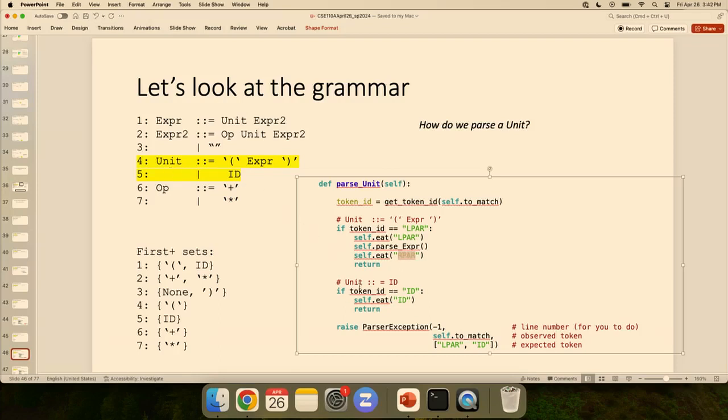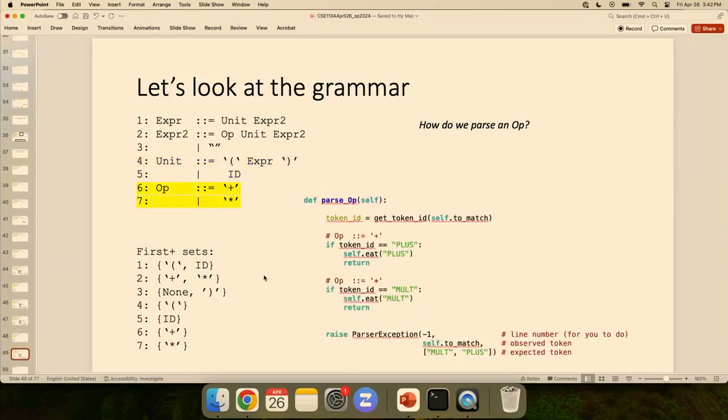And then, how do you match an ID? Well, you just go to your first plus set. 5 is ID, so if your token that you're trying to match is an ID, then just eat an ID and then return. Otherwise, throw that exception. You were looking for a left parenthesis or an ID, and you didn't get it. And then, similarly, an op is basically the same. Check if you have a plus. If it is, eat it, return. If you have a multiplication, eat it, and return. Like I said, eating is going to your scanner, making sure that token is actually a plus, and then getting your next one that you need to match.